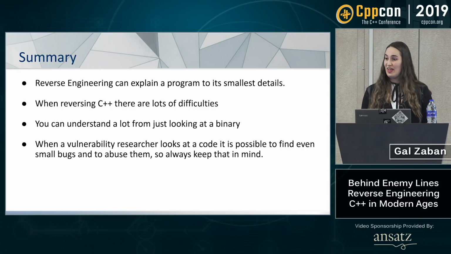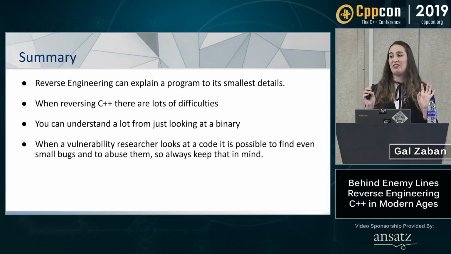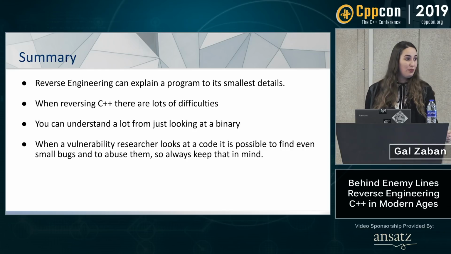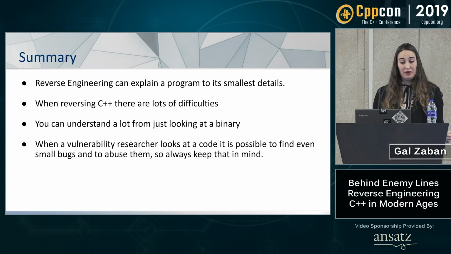First, reverse engineering can explain a program to the smallest details. You can see everything that moves from one place to another. You can see all the flow. So reverse engineering is a good solution for understanding specific stuff in programs. Also, reverse engineering, as you saw, specifically for C++, is very complicated. You will see a lot of difficulties when you start reversing. And this is one of the things I wanted to show in this talk.